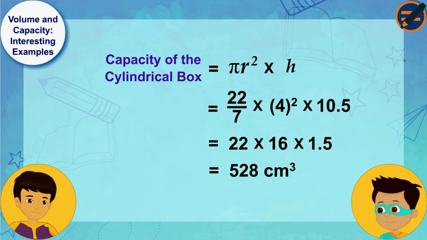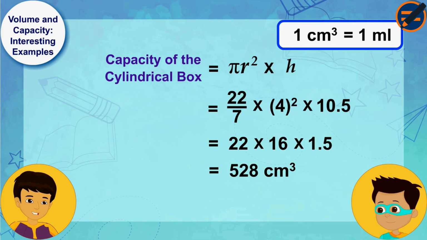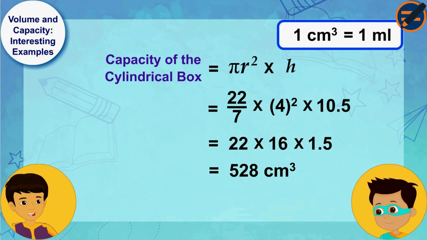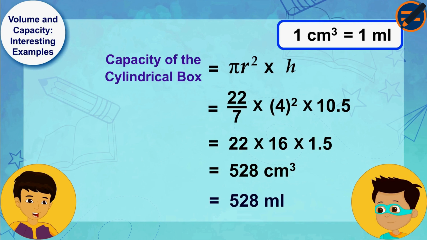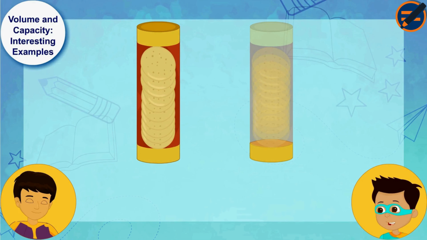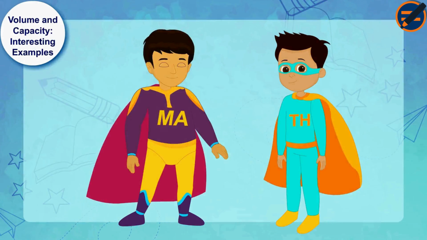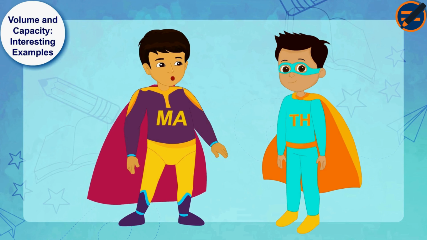And as you know, Thomas, that 1 cubic centimeter is equal to 1 milliliter. In this way, the capacity of the box is 528 milliliters. Look, Manas, the volume and capacity of the same box can be different. You were right, Thomas. This is sheer loot.